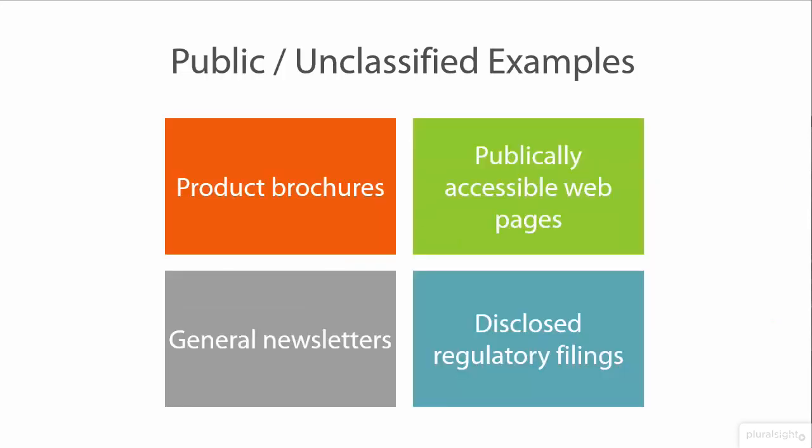Lots of examples exist for public or unclassified classifications, but here are some specific examples. Product brochures for a manufacturer that wants to raise awareness of a product they make. Publicly accessible web pages that contain only public or unclassified information, which should be the case since they are publicly accessible, otherwise they would be restricted on who could connect to them.